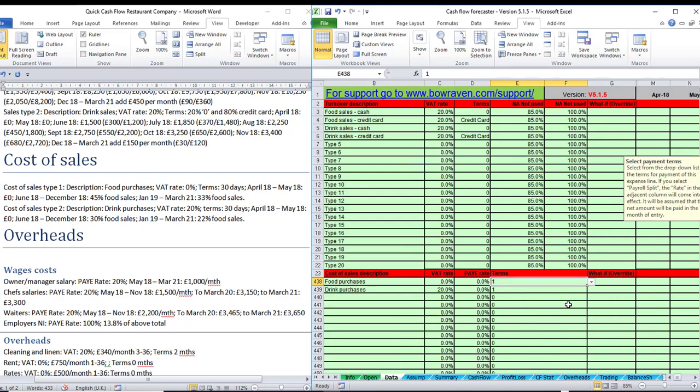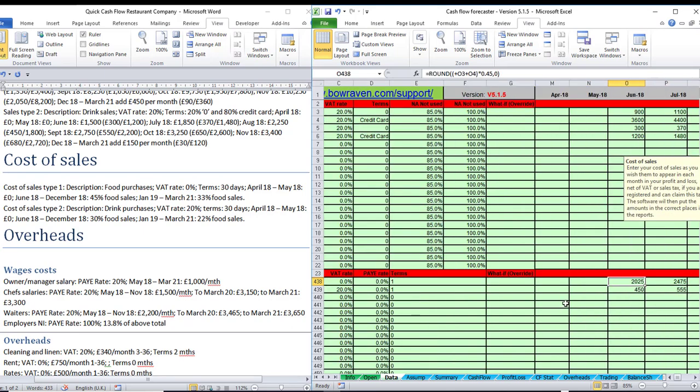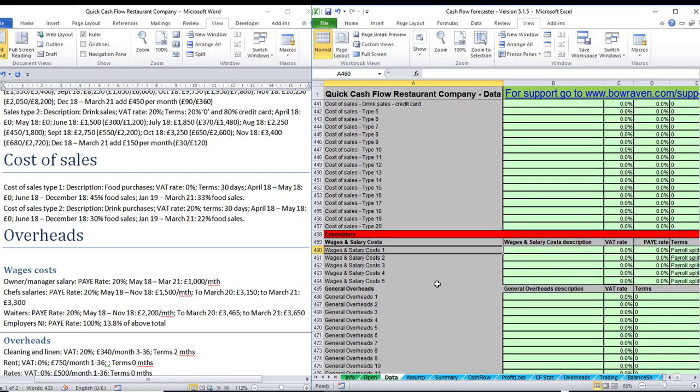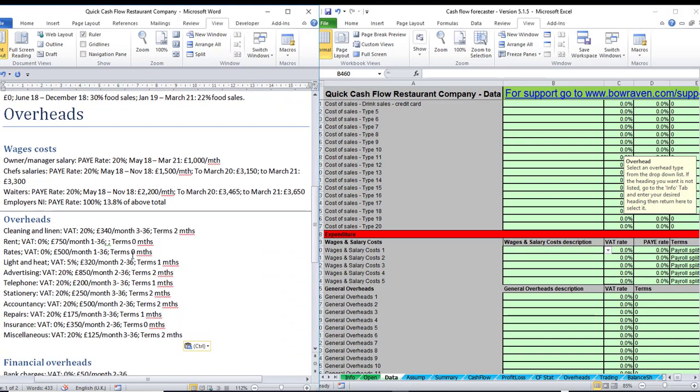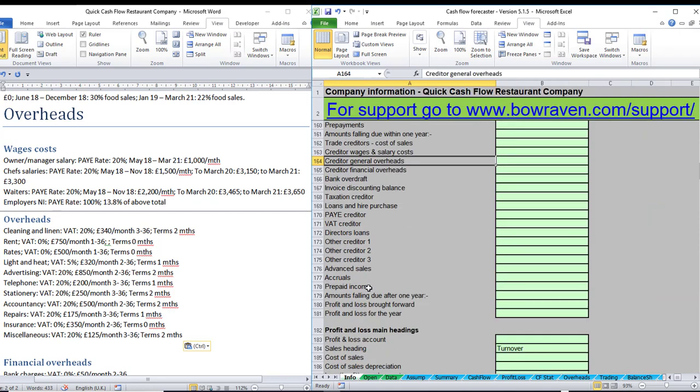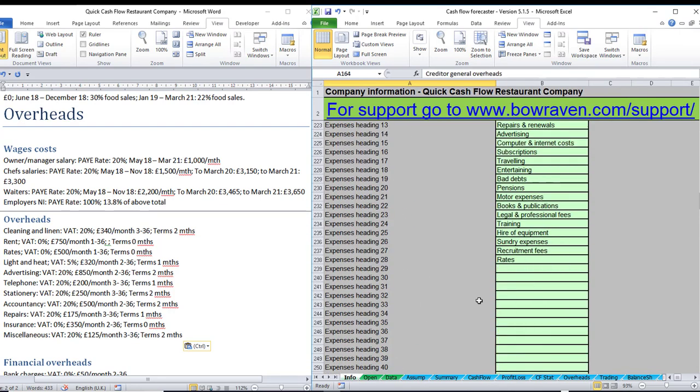So now that I put my food purchases in, I can move down to my overheads, which starts off with my wages and salaries. So let's have a look here. We have our office manager salaries, chef salaries and waiters. Now I know those aren't headings that already exist, because normally you can click on the drop down, but they're not there. So I'll quickly demonstrate how you would add those. I'm going to scroll down here to my expenses, and then I'm going to enter those.